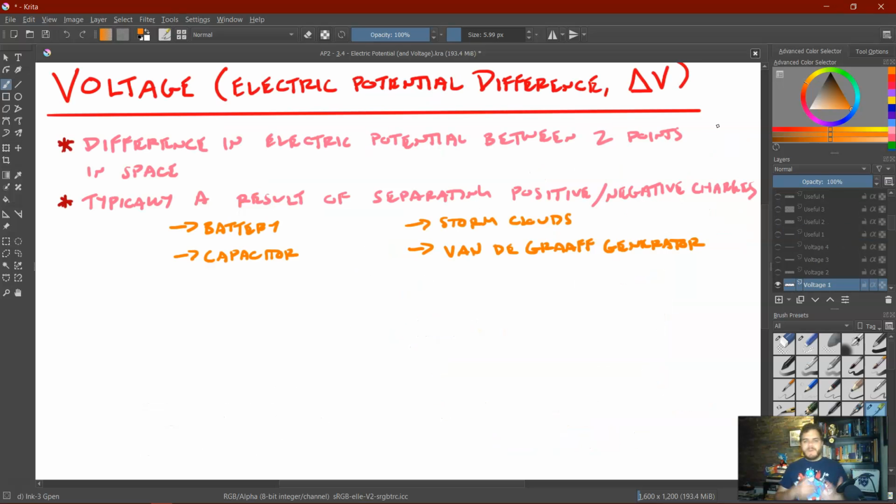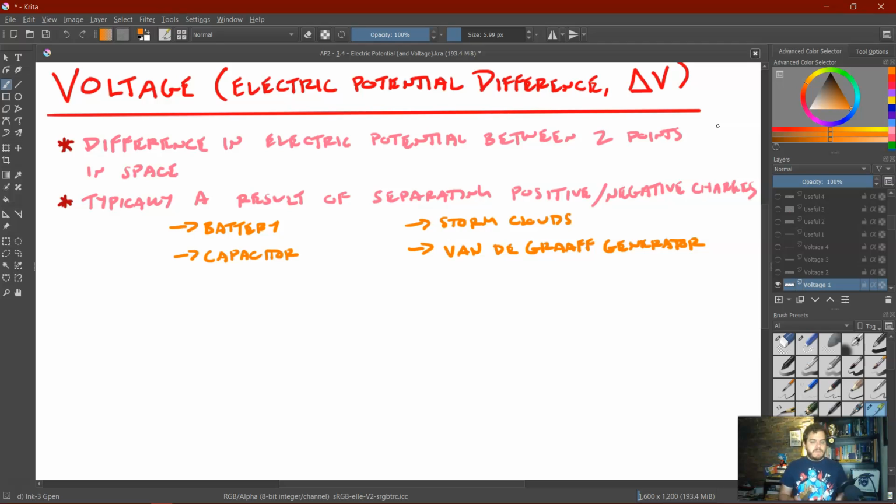So a voltage or electric potential difference, which we abbreviate delta V. Now we have to be real careful. It is often called a potential difference, often called a voltage, electric potential difference. They all mean the exact same thing. So, real simply, this is the difference in electric potential between 2 points in space. Typically, though, it's a result of separating positive and negative charges. If we separate those, we create this potential difference, aka a voltage.